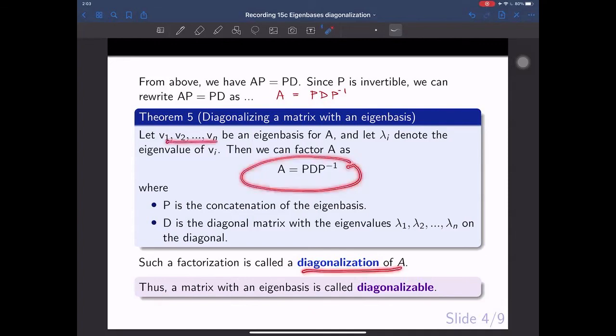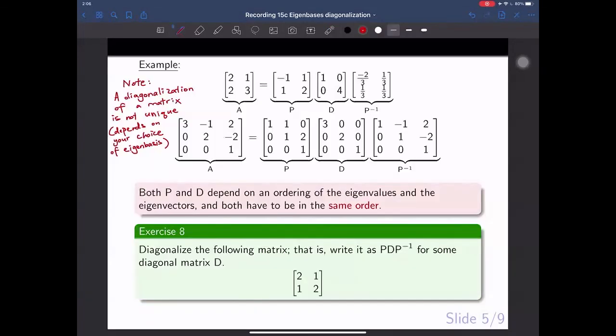Whenever you have an eigenbasis for A, you can always have this diagonalization. So a matrix with an eigenbasis is called diagonalizable. Note that a diagonalization of a matrix is not unique. It depends on your choice of eigenbases.